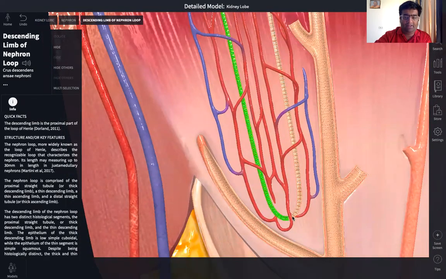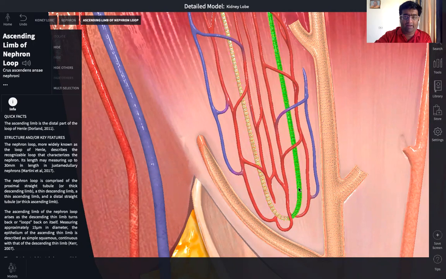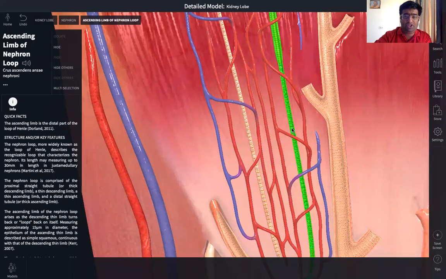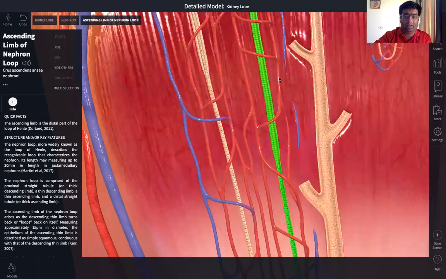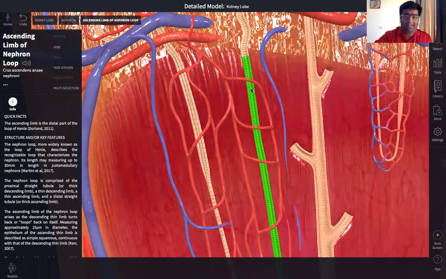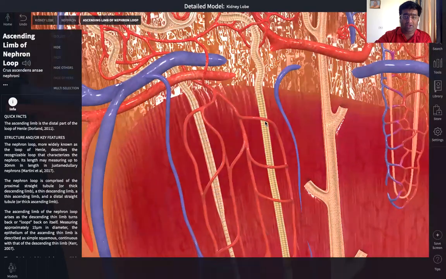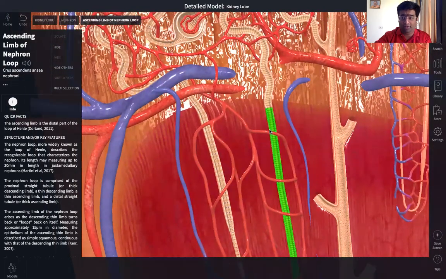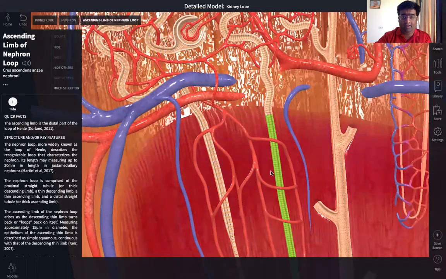Now, the loop of Henle makes a hairpin bend. The filtrate is maximally concentrated here in the loop of Henle, in the hairpin bend. And then you have the filtrate entering the ascending limb, which is initially thin, and then it gradually becomes thicker as it moves out of the medulla. Now, the ascending limb is permeable to ions like sodium and chloride, but not to water. So therefore, your solutes are getting reabsorbed back, and therefore the filtrate gradually becomes hypotonic, or slightly dilute.